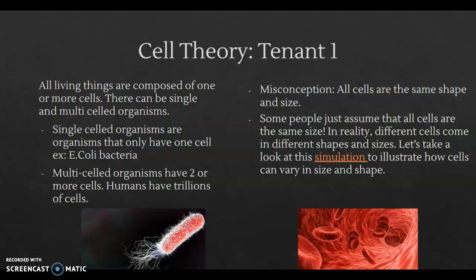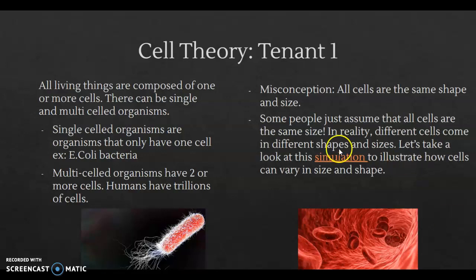A common misconception that many students have is that they think all cells are the same size. Some students might think that because all living things have cells, they might be uniform across organisms. In actuality, cells vary in size and shape depending on what the organism is and what the cell's function is. In short, cells are just as diverse as the organisms that they make up.